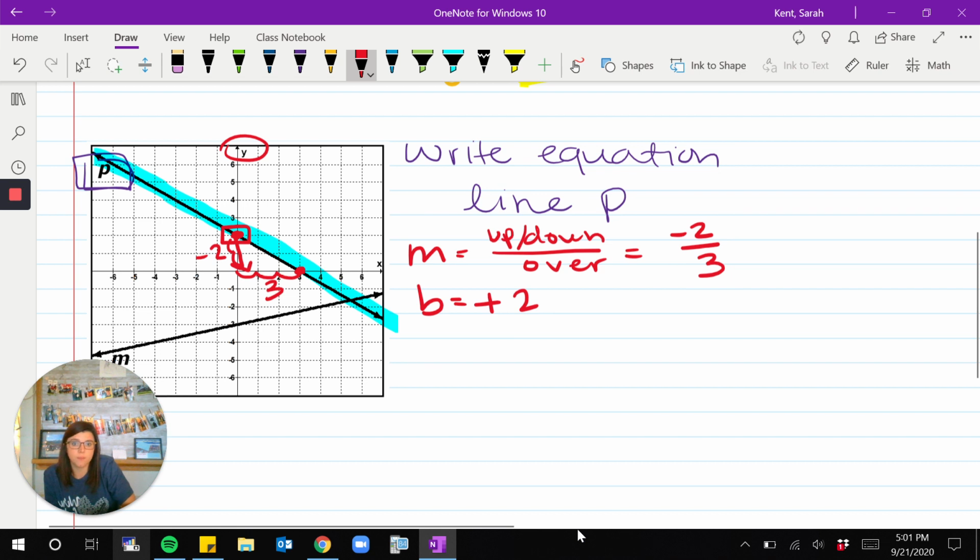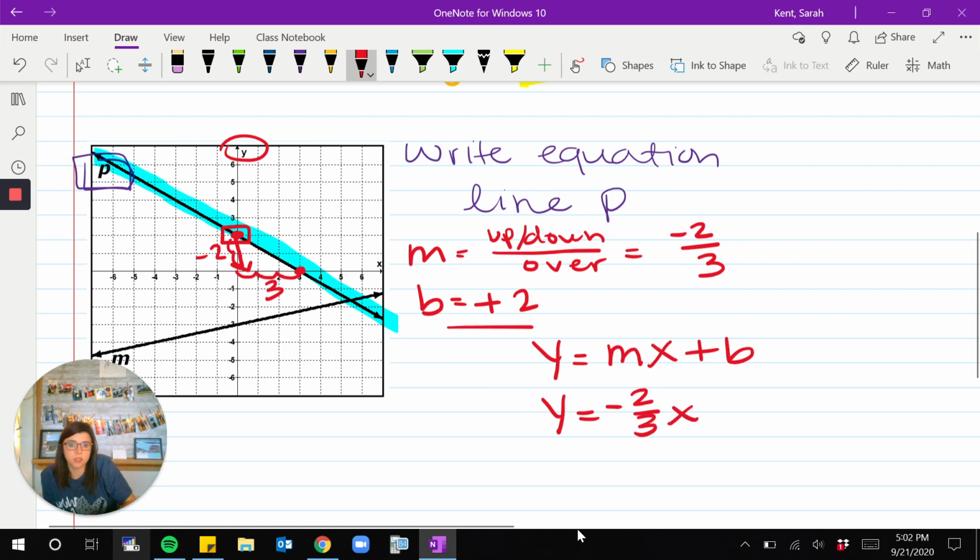So when we think about y equals mx plus b, I'm going to have y equals my m, my slope, is -2/3 x, and then my b is +2. And that's it. That's my equation.